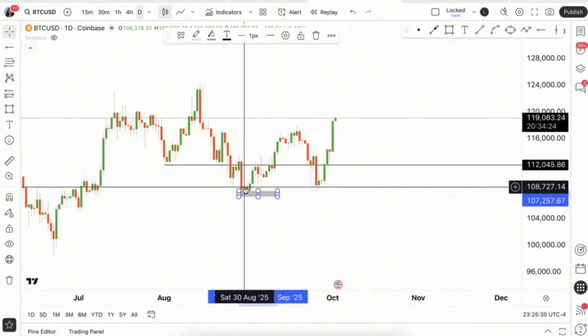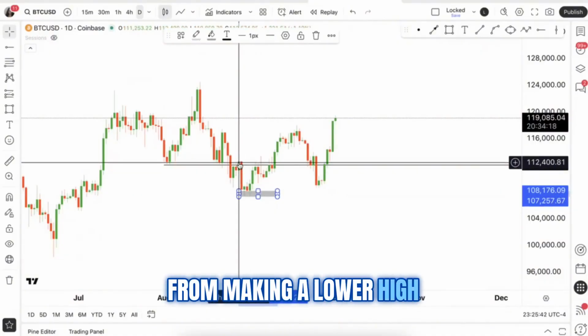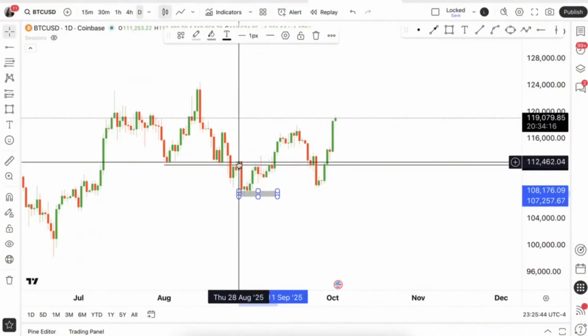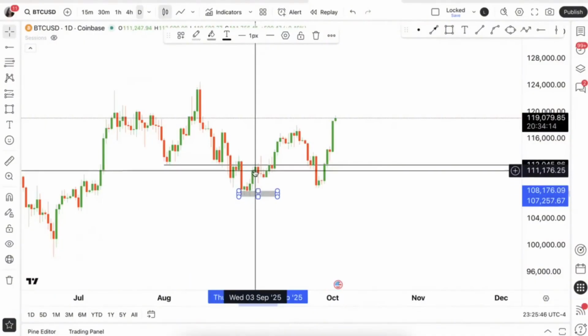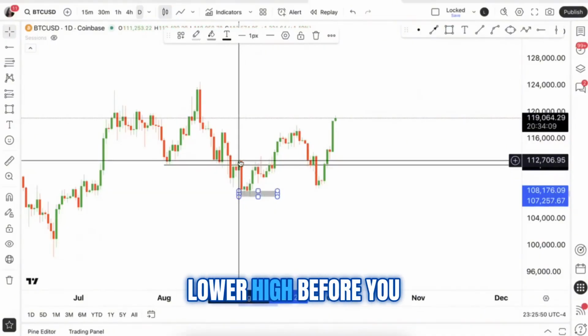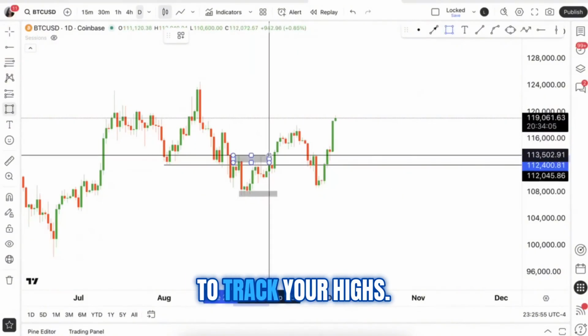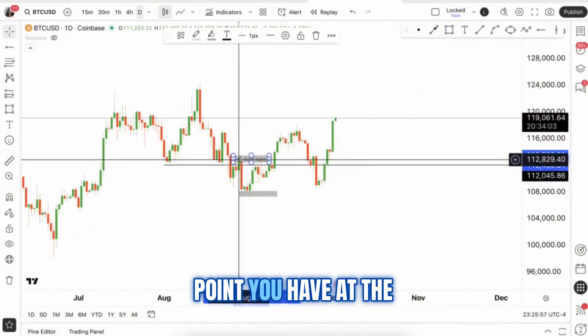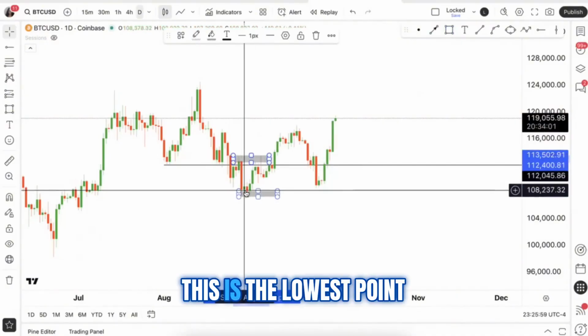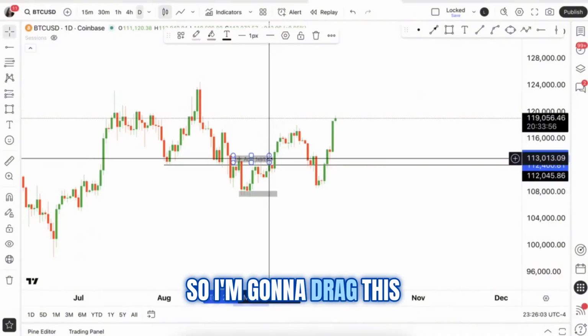Next thing you do, it's going to be both ways. If price makes a low, that's because it came from making a lower high or whatever the case might be. And once price makes that low, in this case, we're on a downtrend, so there's going to be a lower high before you get that low. This is the highest point you have at the current time, and this is the lowest point you have at that current time. So I'm going to drag this across.